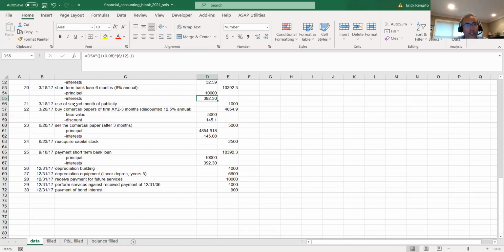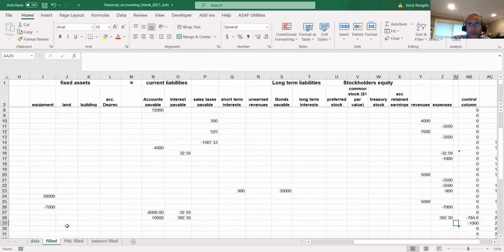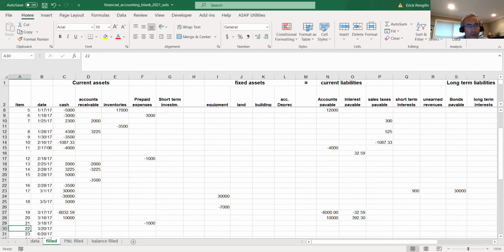So 21, I use the second month of publicity. Okay, so I don't have any cash because I already paid this one here. What I will do is I will reduce my prepaid expenses. And this is an expense immediately. That's easy.